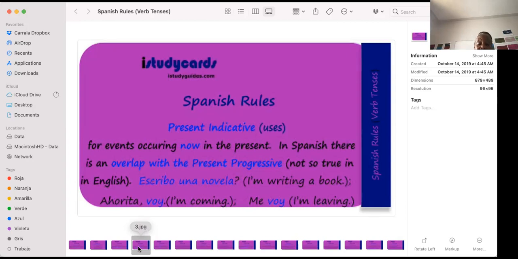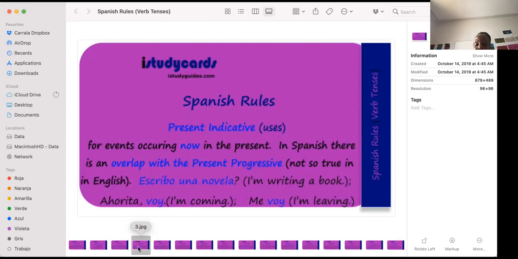Boy, somebody says, Corella, come over here. And I say, boy, that means I'm coming. Well, in English, you say I'm coming. In Spanish, you use the verb ir. You do not use the verb venir. Okay, and boy is the present tense of the verb ir. Boy, vas, va, vamos, van.